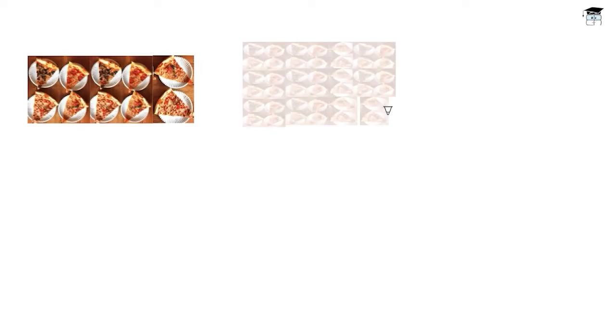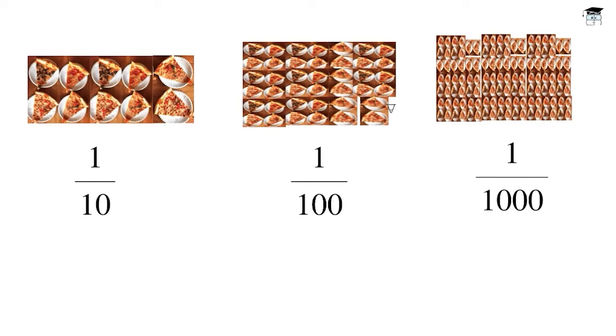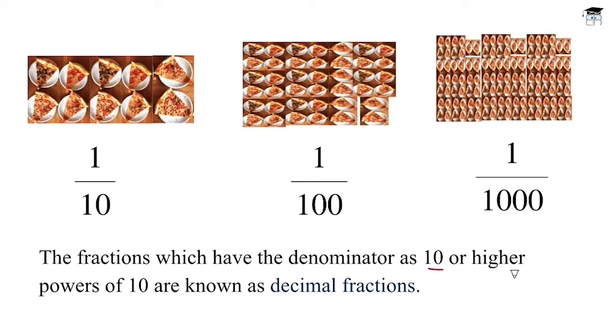Now let's take another step further and discuss the various type of fractions. Now imagine your pizza had 10 slices or 100 slices or 1000 slices. So the denominator will be 10, 100 and 1000. So here the fractions which have the denominator as 10 or higher power of 10 are known as decimal fractions.